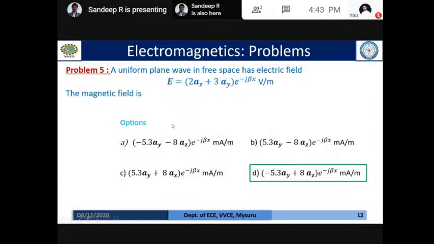So always in a uniform plane wave, electric field and magnetic field are perpendicular to each other, and also they are perpendicular to the direction of propagation. So from this, you can calculate vector H.